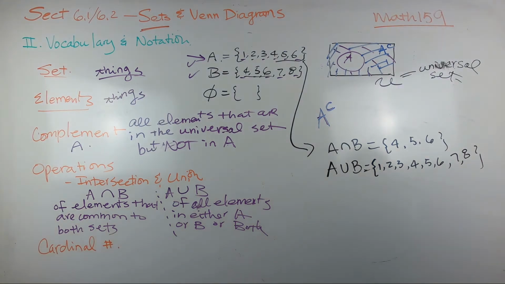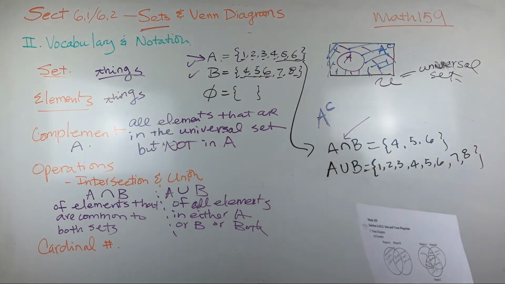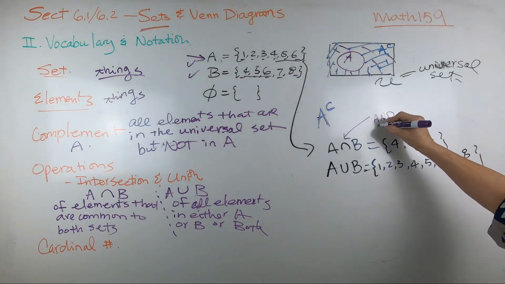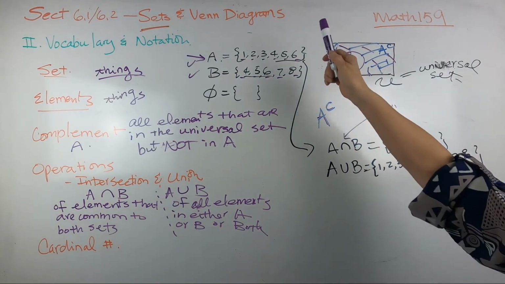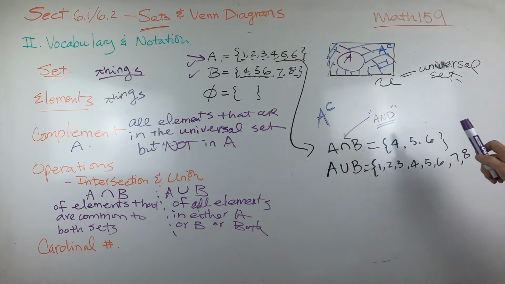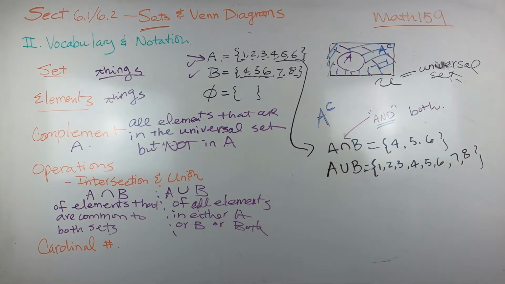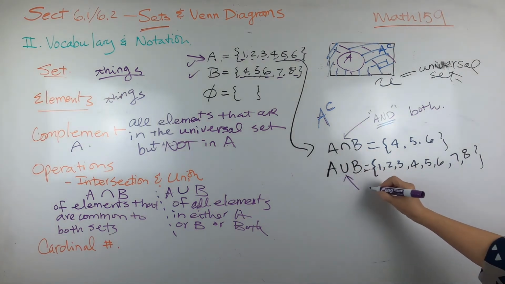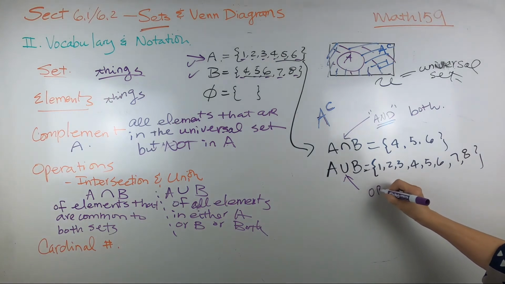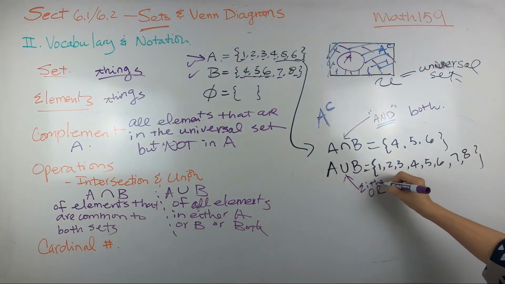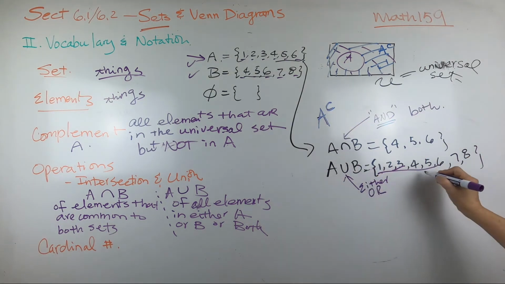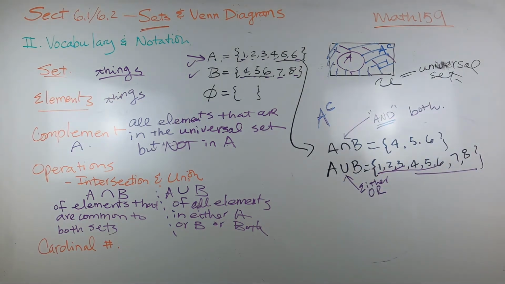So for intersection, A intersection B means what? We use this symbol, with logical thinking of "and", because the elements have to belong to both sets. Then union means what? Or, either or. Either in A or in B. Right?